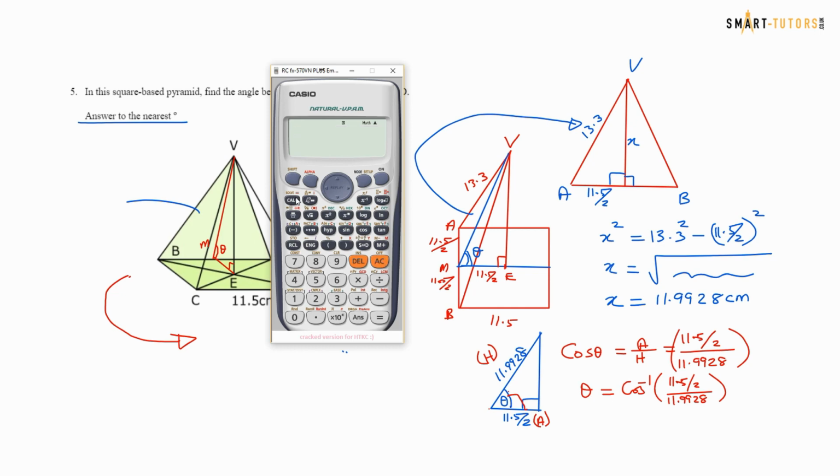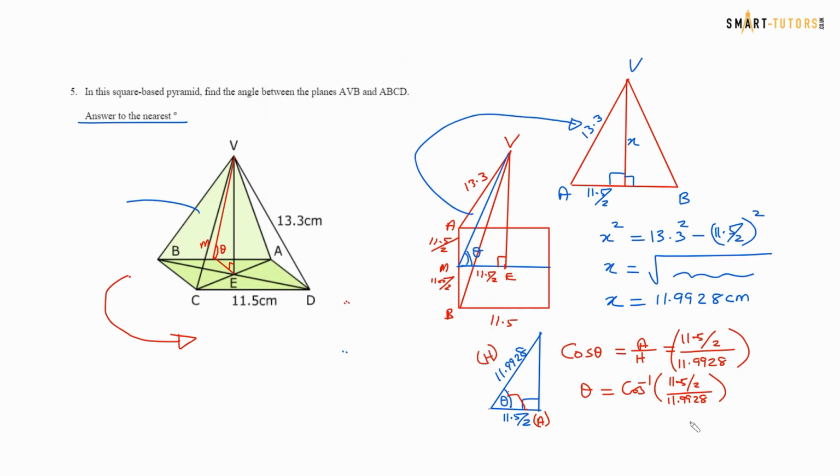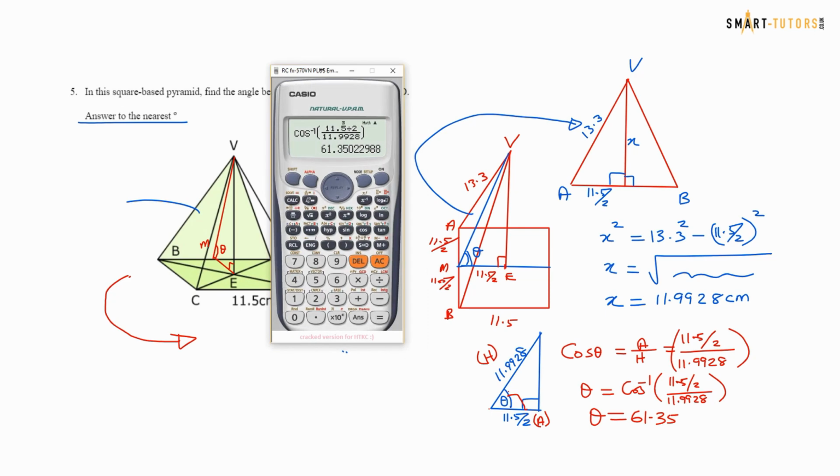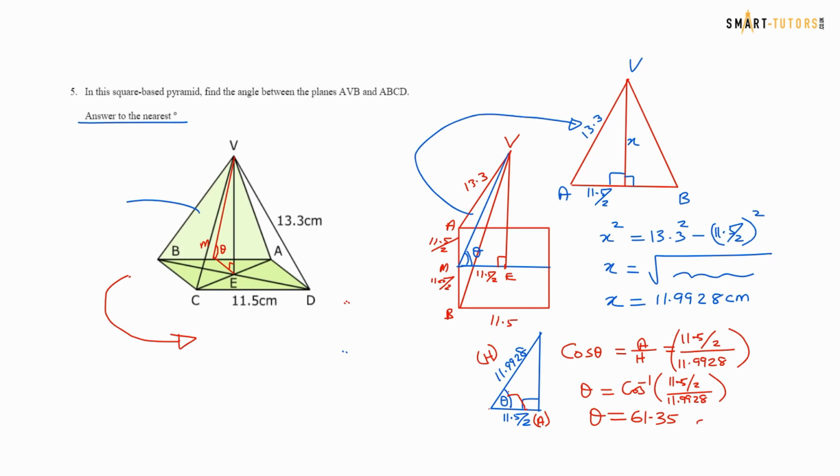So let's use the calculator. Shift and cos inverse, 11.5 divided by 2. The calculator will do the question, don't need to worry about it. So 11.9928, bracket close, and that is the answer, 61.35 degrees. So theta equals 61.35. Sorry, I forgot the answer. 35 degrees, and to the nearest degree, so 61 degrees. So this is the nearest, 61 degrees. That is the answer.